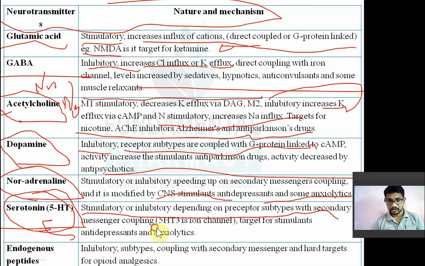This was again a question: which of the following serotonin receptors is an ion channel? 5-HT3. It is a target for stimulant drugs, antidepressant drugs, anxiolytic drugs, and some anti-emetic drugs.